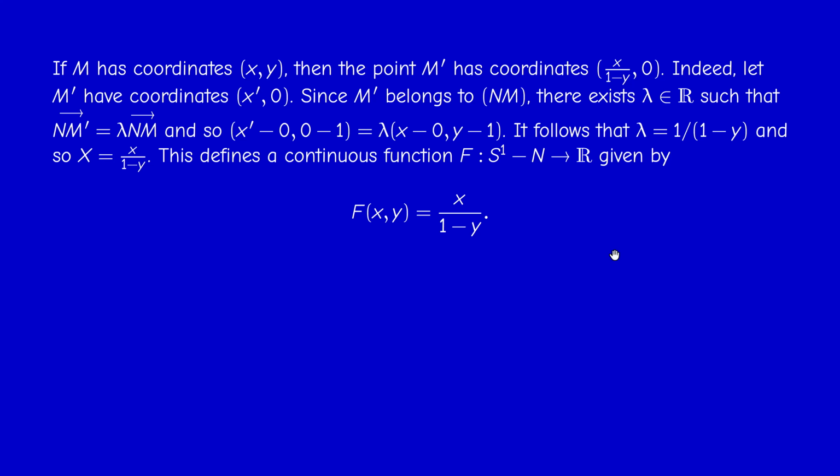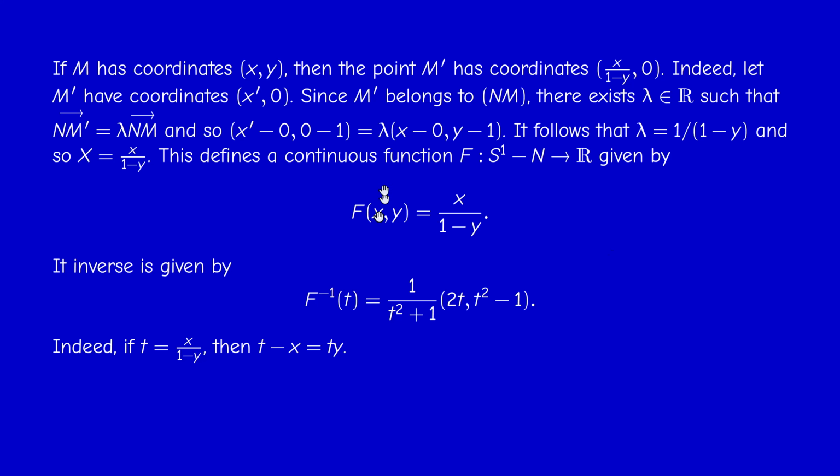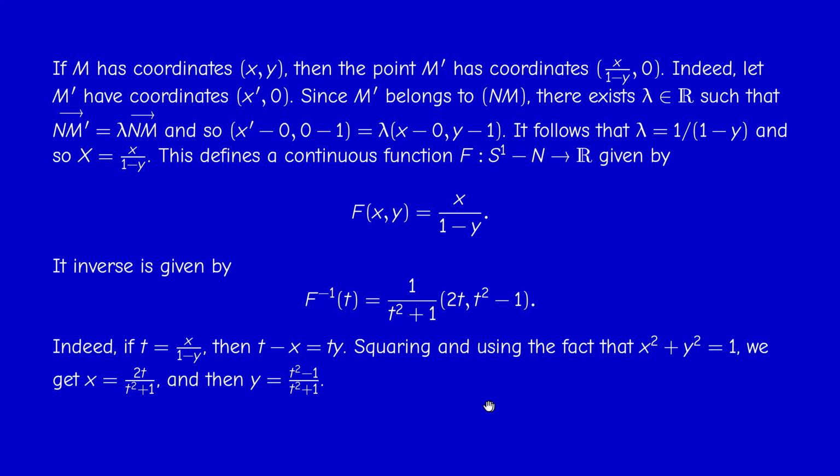And if we solve for the inverse, the bijection, if we solve the equation f of (x, y) equals t, we'll get x and y in terms of t. I solved it here. If t equals x over 1 minus y, then t minus ty equals x, so t minus x equals ty. If you solve this, you'll get x equals 2t over t squared plus 1 and y equals (t squared minus 1) over (t squared plus 1). So this is simple school algebra.